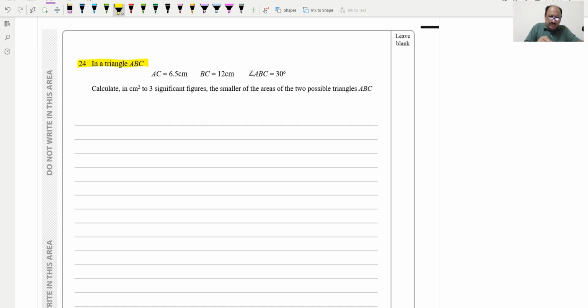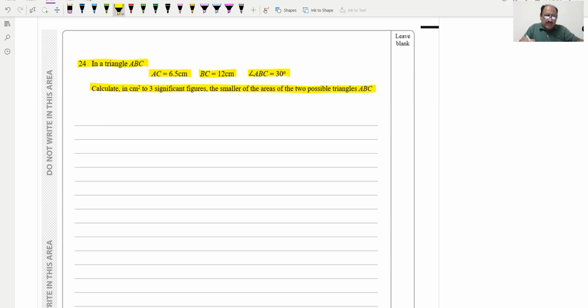In a triangle ABC, these measurements and the angle are also provided. Calculate, in centimeter square, to three significant figures, the smaller of the areas of the two possible triangles ABC.